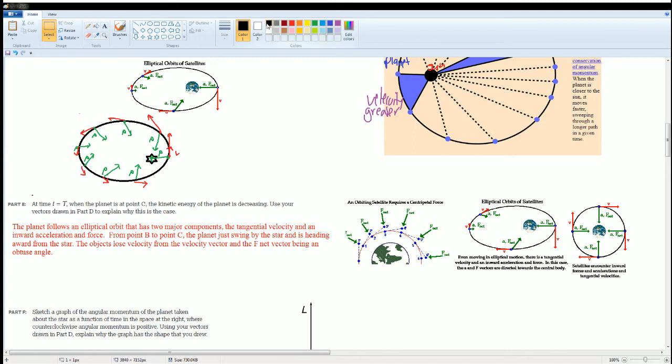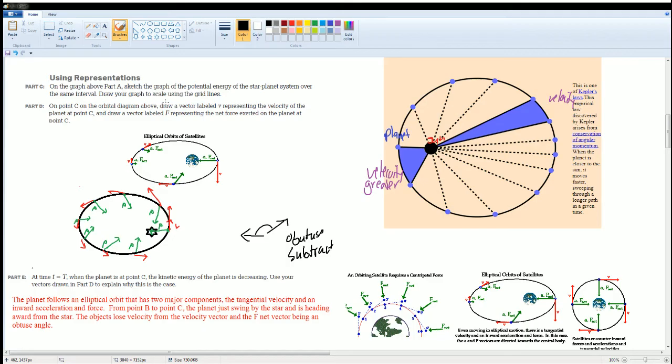The fact that it's an obtuse angle means it is losing speed. Remember, if it's acute, this adds, so it increases the speed. If it's parallel, it does nothing. And if it's obtuse, it subtracts. That's just basic vector analysis. That's why the kinetic energy decreases as it moves away from the star.